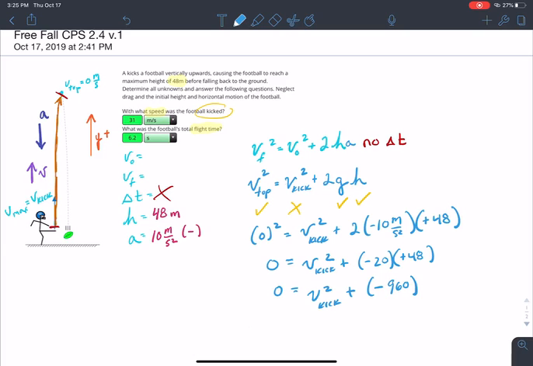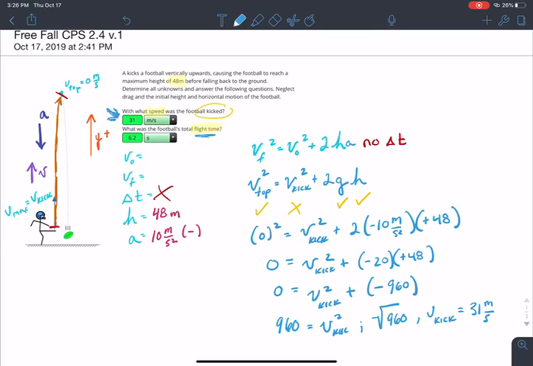Now we need to solve for v kick, so let's move the 960 over. We get 960 equals v squared kick. And we have to get rid of that squared variable, so we take the square root of 960, and we get that the v kick is equal to 31 meters per second, which is how we got this. Awesome. So now with that 31 meters per second, we can use that to solve for the second part, which is the total flight time.